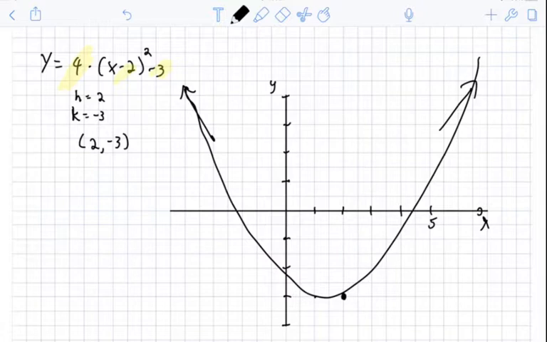Now, that's not a very good graph. I mean, it's okay, but it's not super great. Okay? It'll do for now. We'll revise it in a little bit.